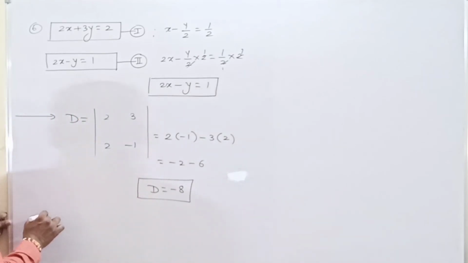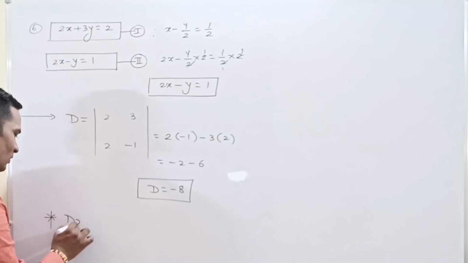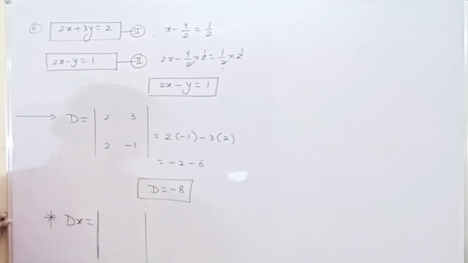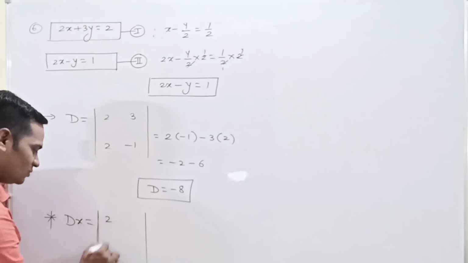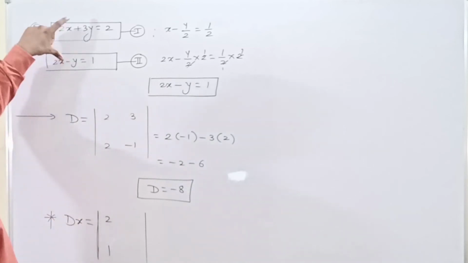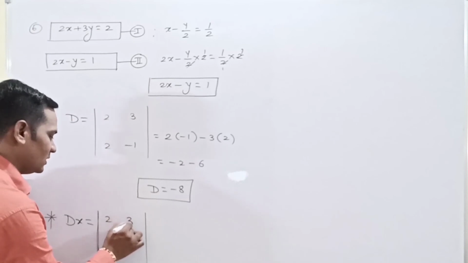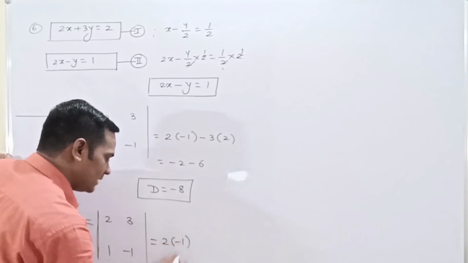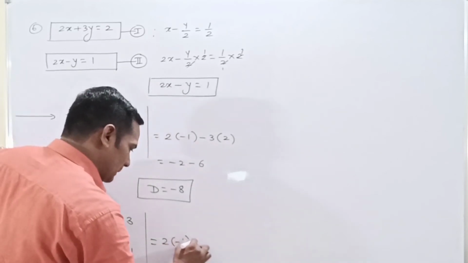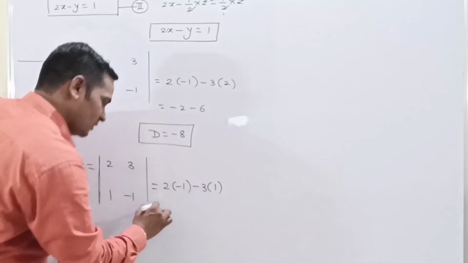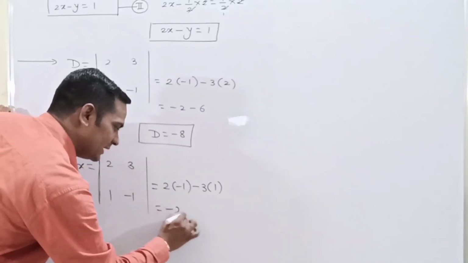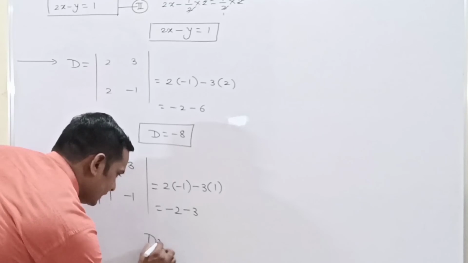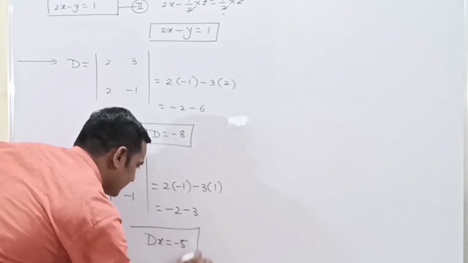So let's find the value of Dx now. Again we have to take the determinant. We take the constants first: 2 and 1, then the coefficients of the second term: 3 and minus 1. Let's solve this: 2 into minus 1 by cross multiplication, minus 3 into 1. So 2 ones are 2, that is minus 2, minus 3 ones are 3. So Dx is equal to minus 5.